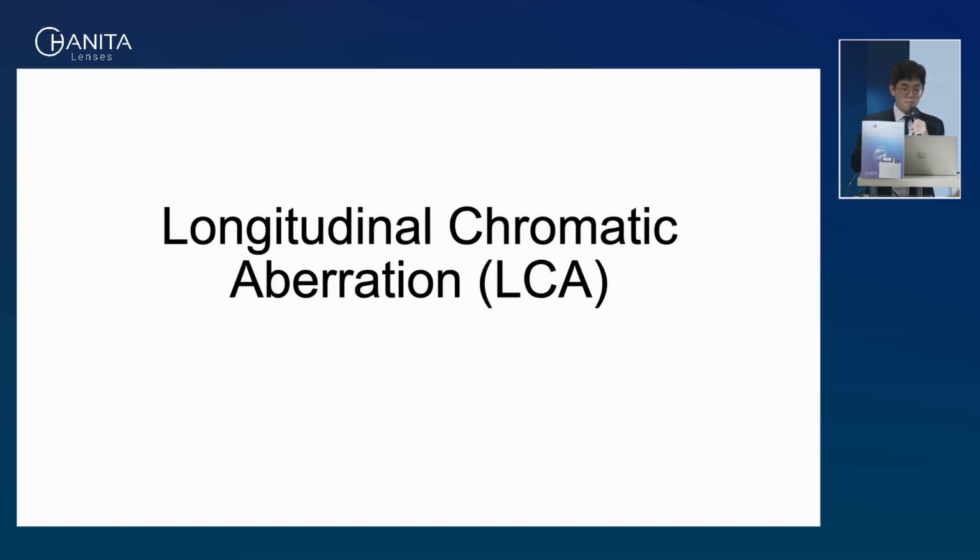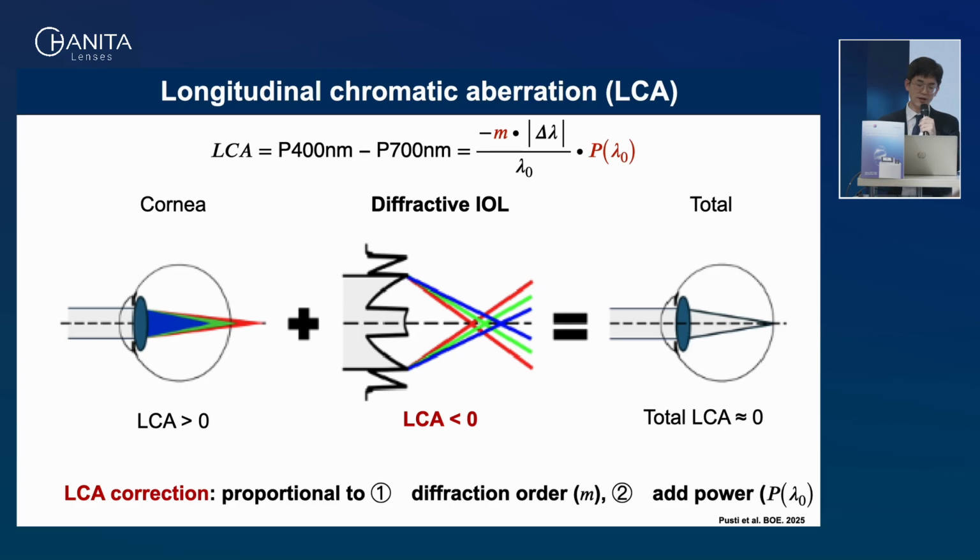I want to introduce one more aspect with this IOL, longitudinal chromatic aberration. As you may know, our eye has its own longitudinal chromatic aberration, which makes red light focus behind the retina and the blue light in front of the retina by this dispersion. But with certain designs of diffractive IOL, we can correct this LCA so that all of the wavelengths can focus on the same retinal plane.